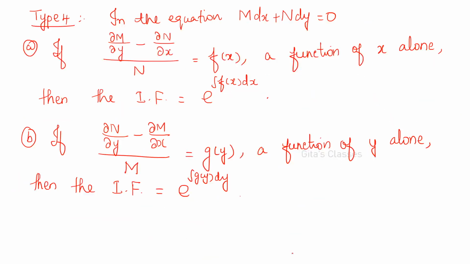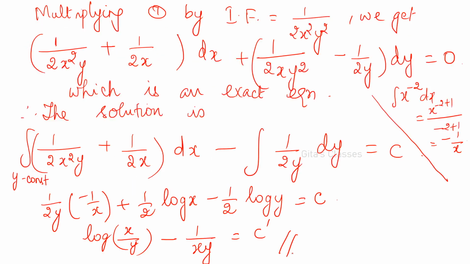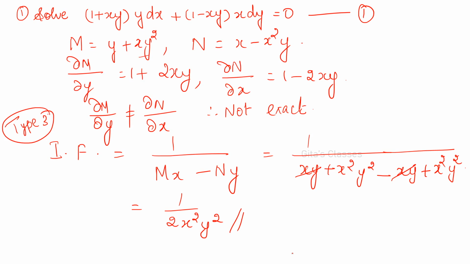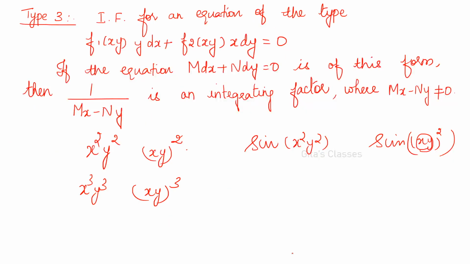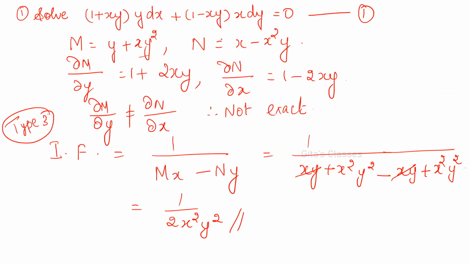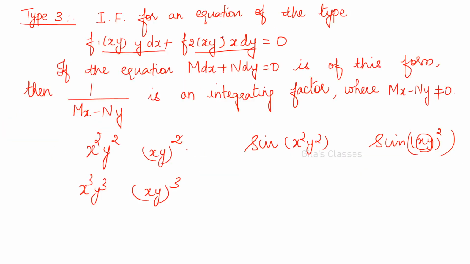Then next is type 4. What is type 3? If the given equation is of this form, f1(xy) y dx plus f2(xy) x dy, then what is the integrating factor? 1 by (Mx minus Ny).